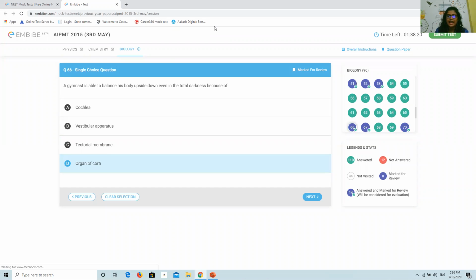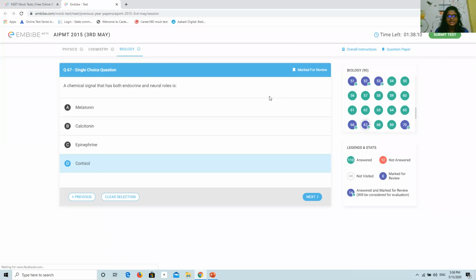Okay, I got this question wrong. Let's see. A gymnast is able to balance his body upside down even in total darkness, even in the absence of light, because of vestibular apparatus and not organ of Corti. I've asked this question to my sir. Once he gives a reply, we'll surely share it with you all. As of now, just remember the answer, vestibular apparatus. And if anybody of you perhaps knows the answer, you can surely let me know down in the comments.